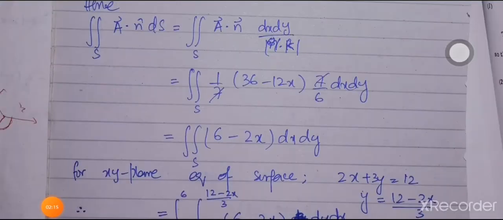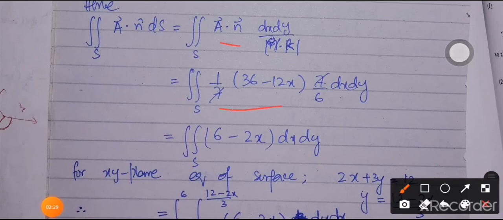Now we will insert the values. The surface integral of A dot n dS is equal to, first we put the value of dS, which is dx dy over n dot k, that is 7/6 dx dy, and we put the value of A dot n. Here you can see the value of A dot n. So this 7 will be cancelled out, and we will further simplify it by taking 6 common. We are left with (6 minus 2x) dx dy, and now we have to evaluate this double integral.